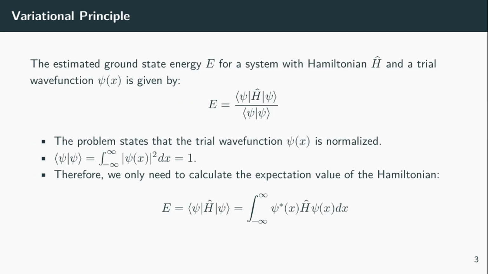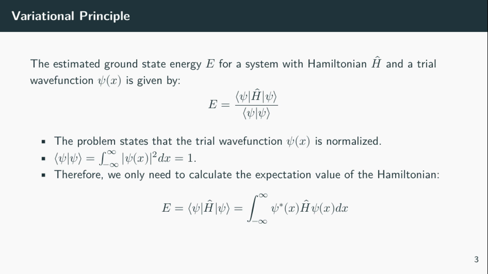Alright, let's recall the variational principle. It tells us that the estimated ground state energy, we'll call it E, for a system with a Hamiltonian operator H hat and a trial wave function psi of x is given by the expectation value of H divided by the normalization integral of psi. The formula looks like this: E equals the bracket of psi H hat psi divided by the bracket of psi psi.